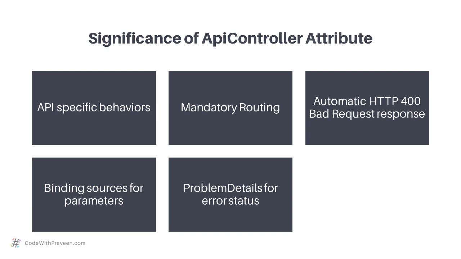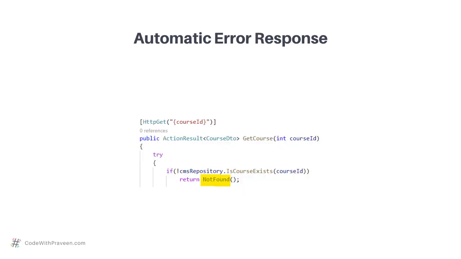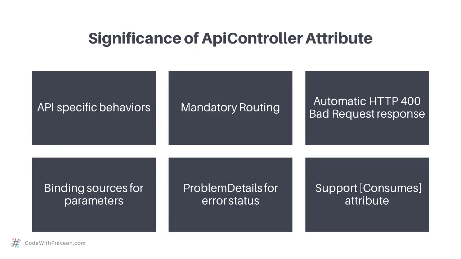Next, the API controller attribute provides default problem details for error status codes. For example, if you want to return an error for the 404 status code, then you can directly return not found instances that refer to the problem details type with the error details. Finally, the API controller attribute allows you to mention the supported request type using the consumes attribute. It can be applied either at the controller or at the action level.